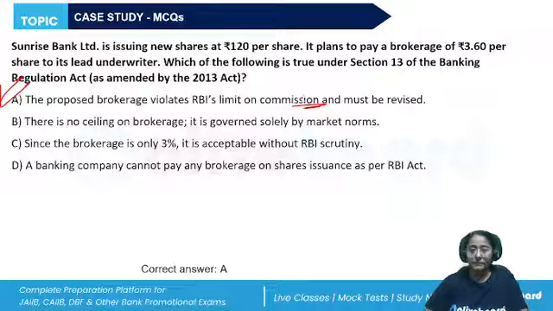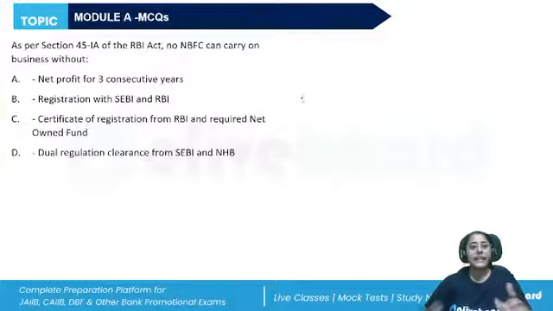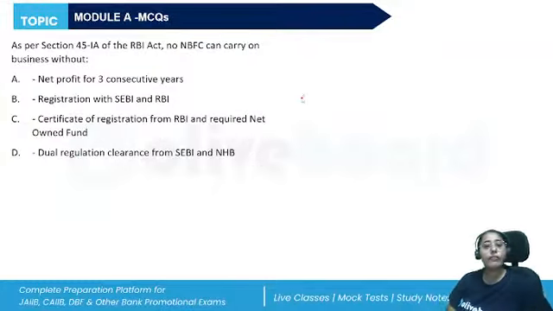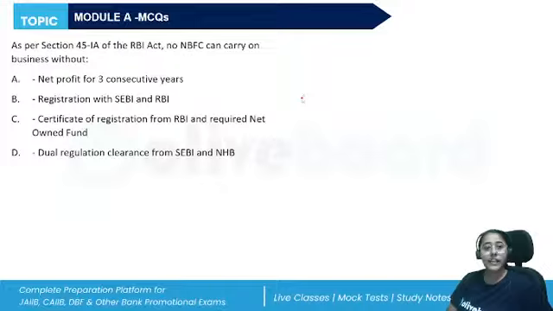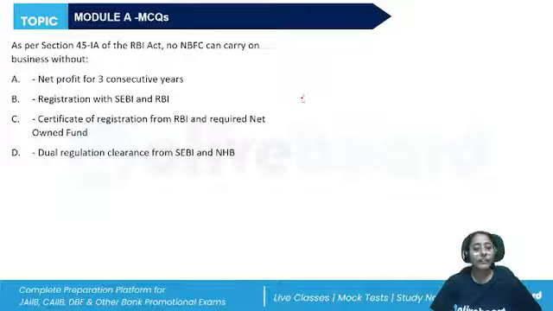All right? Okay. Next, as per Section 45 of the RBI Act, no NBFC can carry on a business without the net profit for 3 consecutive years, without the registration with SEBI and RBI, without a certificate of registration from RBI and the required net owned funds, without a dual regulation clearance from SEBI as well as NHB.